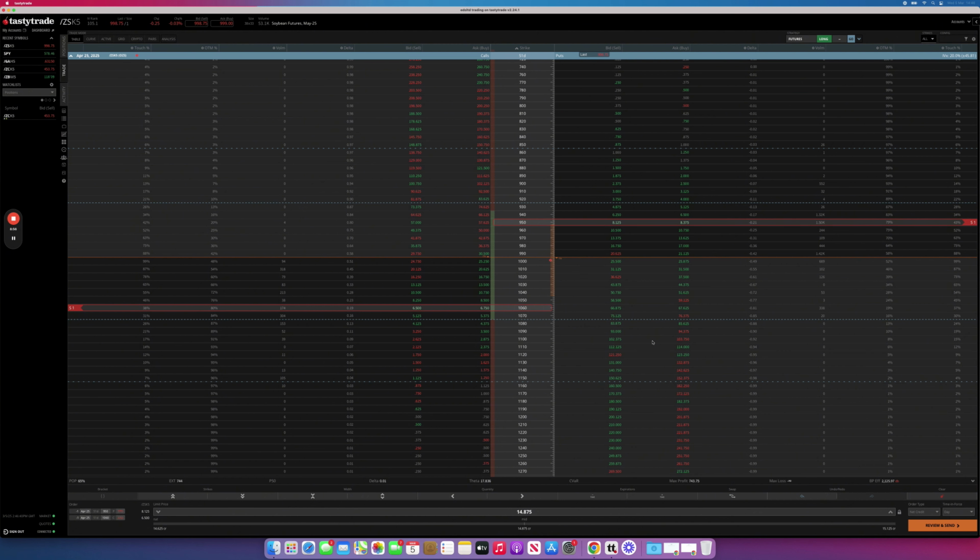A P50 is going to be around 80%. We're going to collect just under $750, and our broker is going to require just over 2.1k in buying power. So we're getting very, very nice returns on our capital. And remember, this is not per year, this is in 51 days.